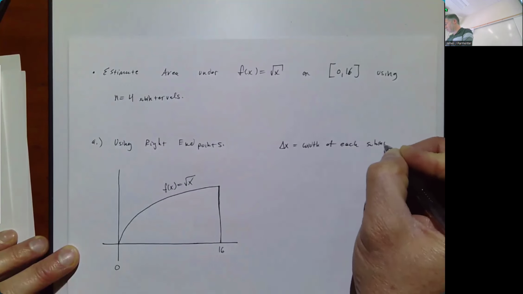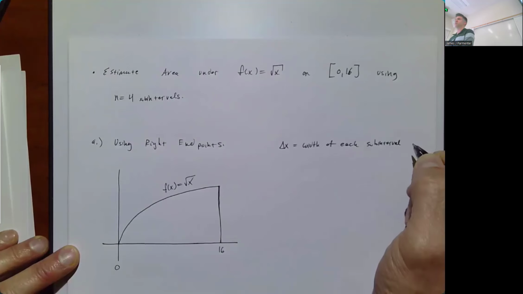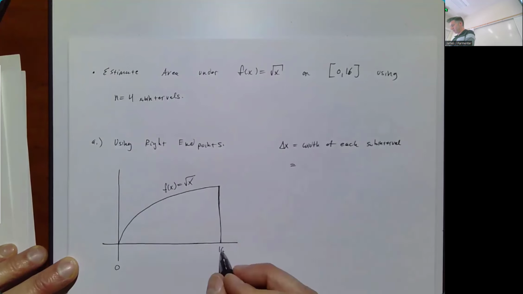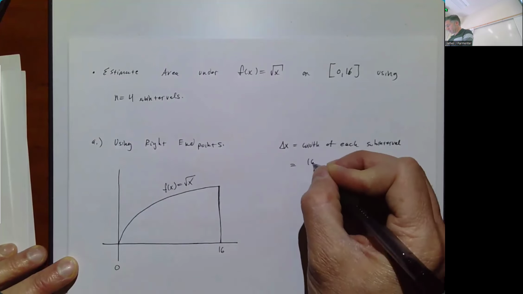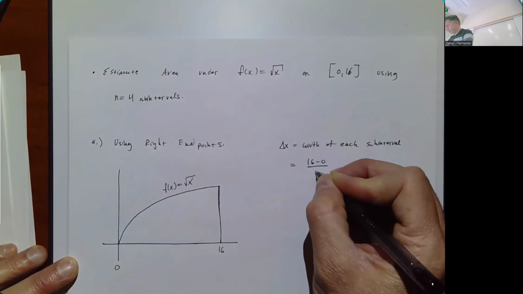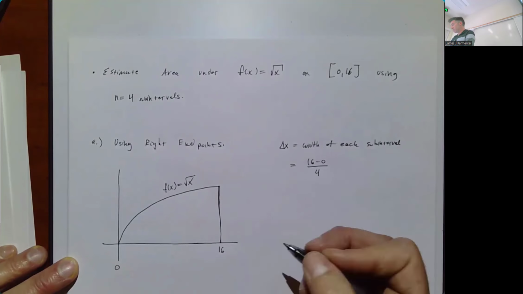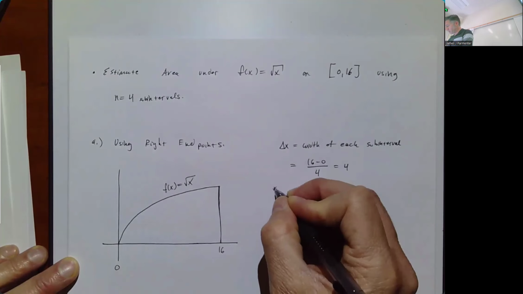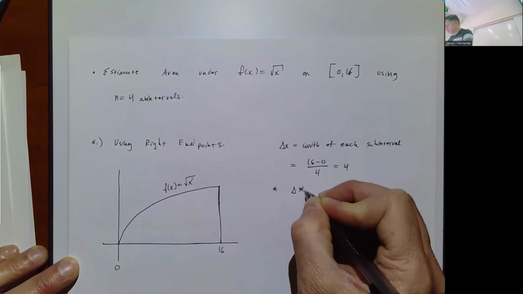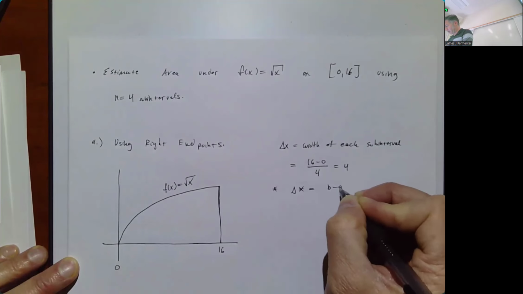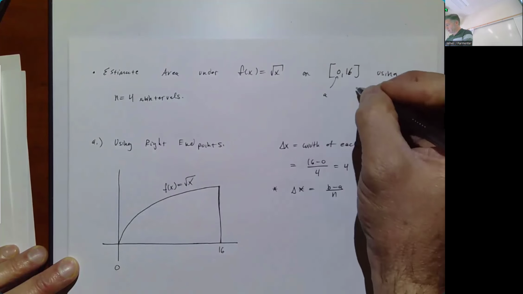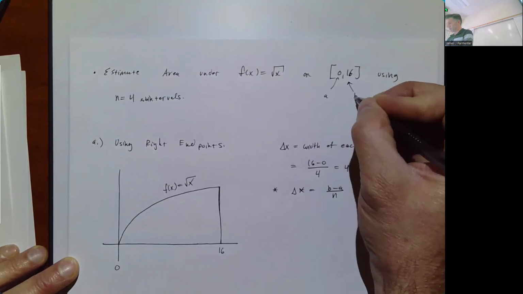Again, this is assuming that you're using equal width subintervals, which might not always be the case. Delta x is going to be the entire length of your interval, 16 minus 0, divided by the number of subintervals, which in this case ends up being 4. More generally, your delta x is going to be equal to b minus a over n, where a is the left endpoint of your interval, and b is your right endpoint.